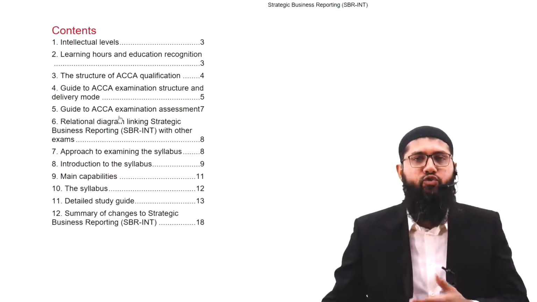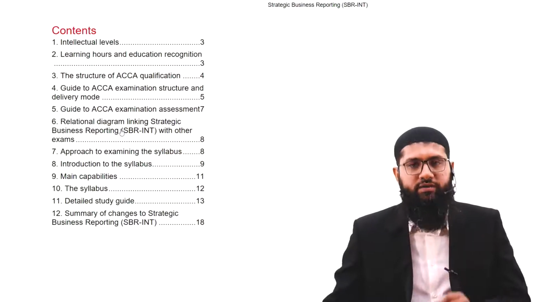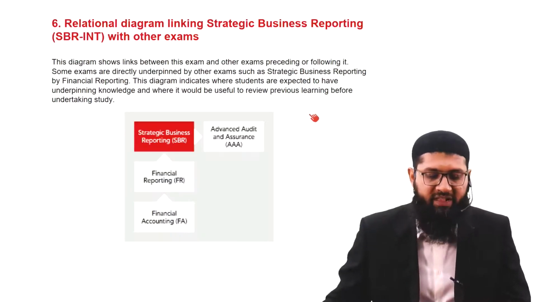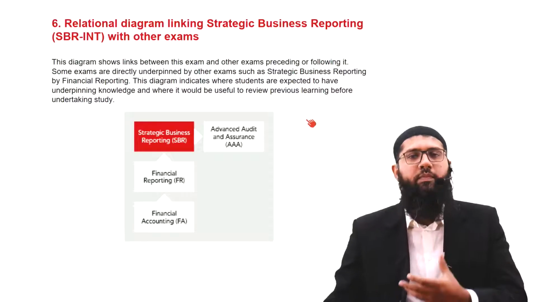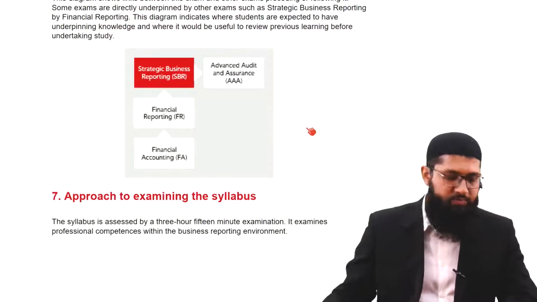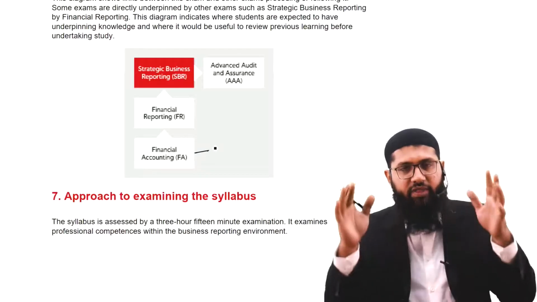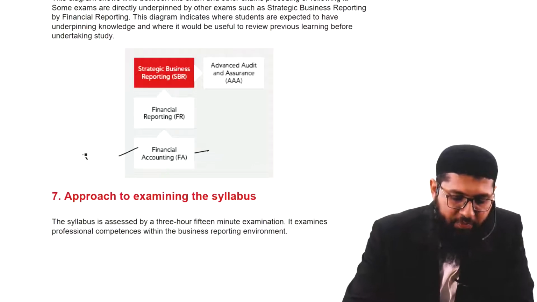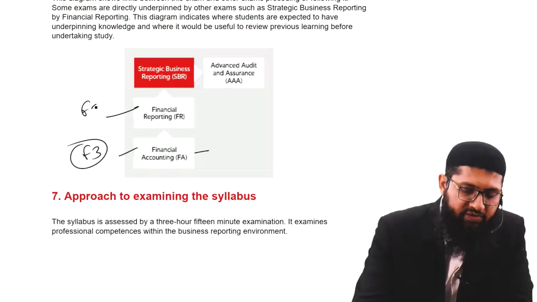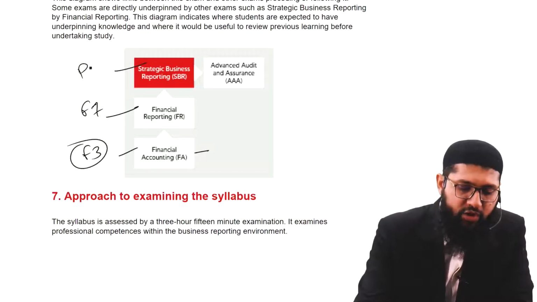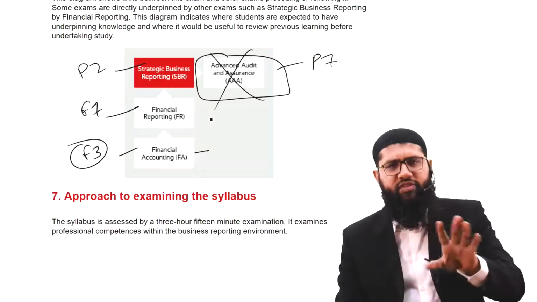I have opened in front of you the latest syllabus of the SBR. What I would do is first of all go to the relational diagram of this specific paper SBR, which shows what papers or what prior knowledge is required for you to be able to attempt the SBR. The first thing I want to discuss is that you could see there is a relationship diagram where you've got the financial accounting paper, also known as F3. Then you have the financial reporting paper, also known as F7, and here you have this P2 paper, and they've got another connection with the P7 paper, which I'm not going to be discussing right now.